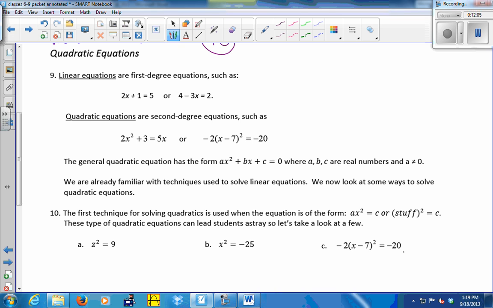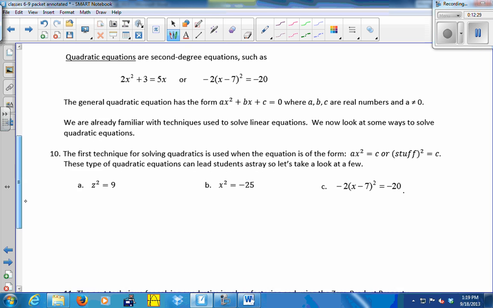So a quadratic equation is an equation that has an x to the second power in it. So a linear equation is an equation that has just a plain old x. A quadratic has to have an x to the second power. And the general form of a quadratic is ax squared plus bx plus c equals 0. And a, b, and c are just numbers.